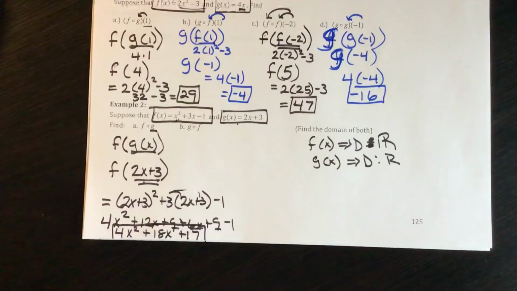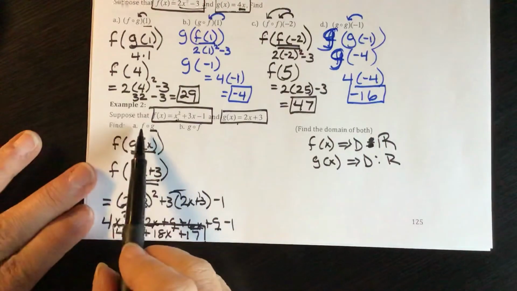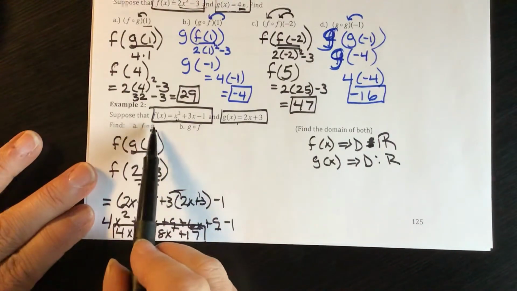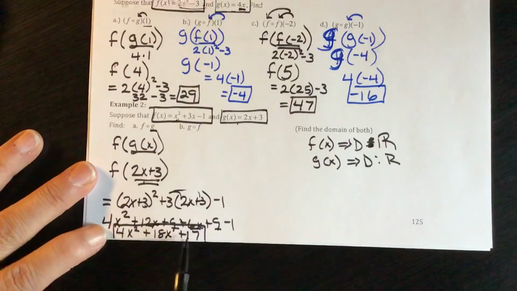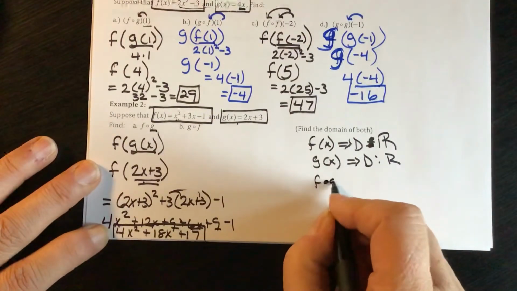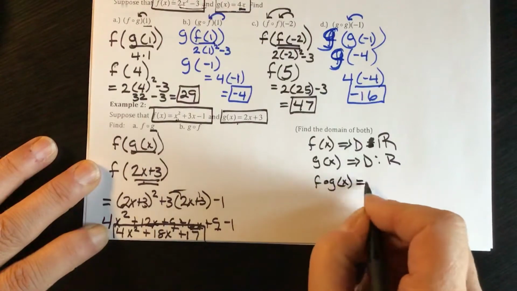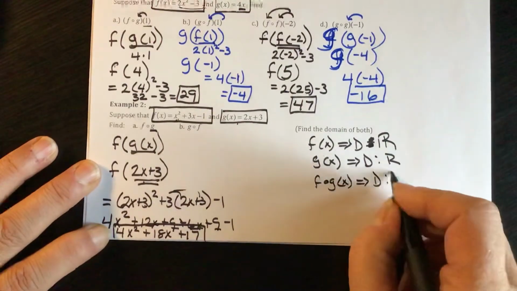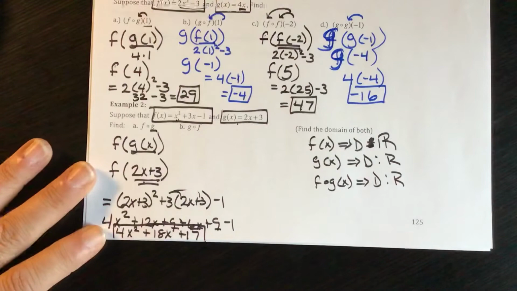So simplified, this is what I get. If I look at the domain of f of g of x, this again is a polynomial. So for f of g of x, my domain is all real numbers again.